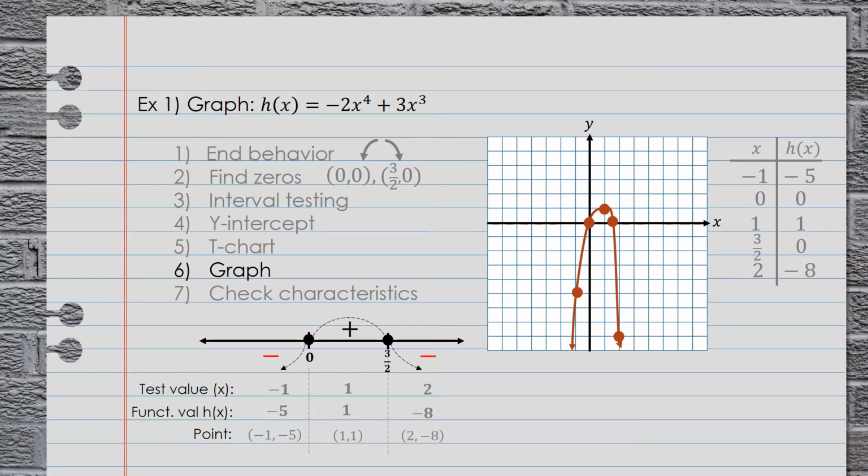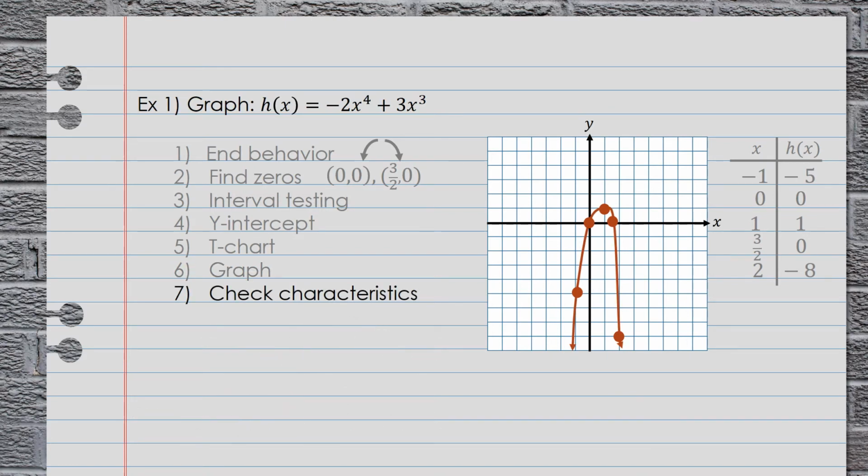Now that we have the graph, we're ready to check the characteristics. By characteristics, the first one is we check the end behaviors, which was step 1. We said our graph was going to be downward facing on the left and downward facing on the right. Does our graph do that? Yes. Next, we check our multiplicities. We said at the intercept (0, 0), it would cross the x-axis. Does ours cross? Yes. We also said at the x-intercept of (3/2, 0) that it would cross. Notice our graph also confirms that.